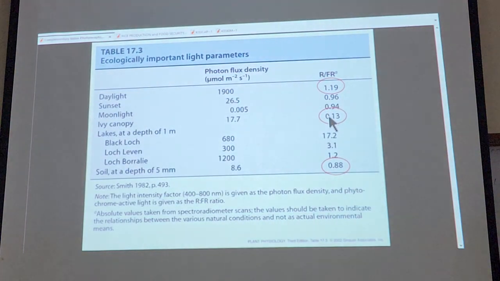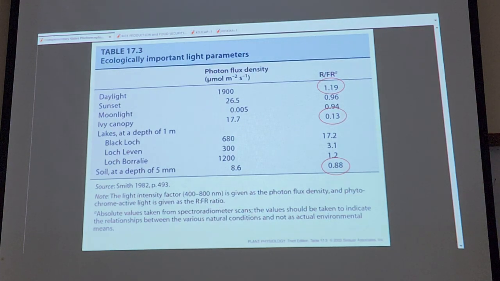Why is this happening? If this was your exam question, how do you want to answer it? Why does the ivy canopy have less red light ratio compared to the dark soil at 5 millimeter depth? Why? Okay, true. One of the reasons is because ivy plants already absorb the red light, because it too has a phytochrome. Like you got your brothers, right? You got the cake, you want to give your brother all the cakes. I finish first. Right. Okay.